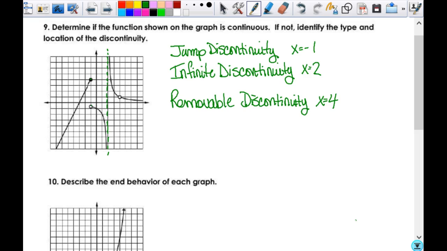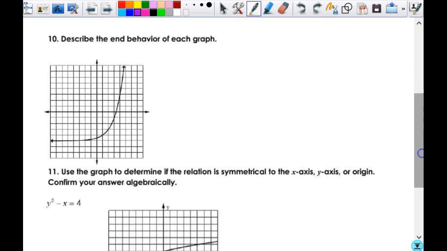Okay. All right, so then number 10 asks you to describe the end behavior of each graph. Okay, so you have to make sure you know the difference between the end behavior and the domain and range and the increasing and decreasing. Those are all different ways to look at the graph. End behavior is literally what's happening at the end. And it helps a lot if you know what the parent function is you're looking at. This is an exponential.